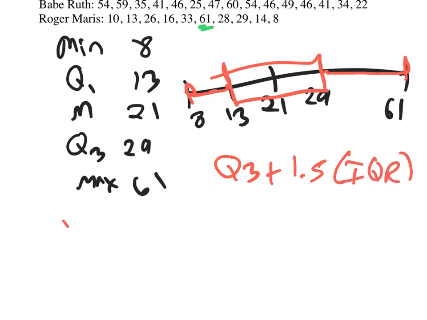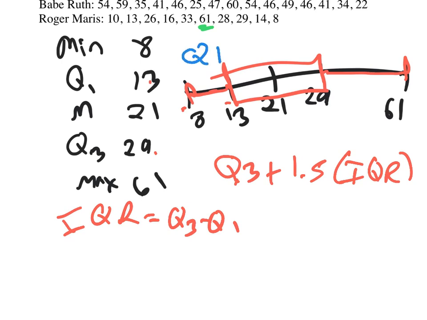If you recall, IQR was Q3 minus Q1. So that would be 29 minus 13. The formula is 1.5 times IQR added to Q3. That will tell you the last value that would not be an outlier. Now, if I suspected the other way, I would have to do Q1 minus 1.5 IQR, going this way. But you just said we think it's this one.